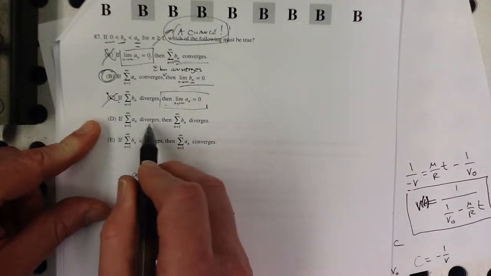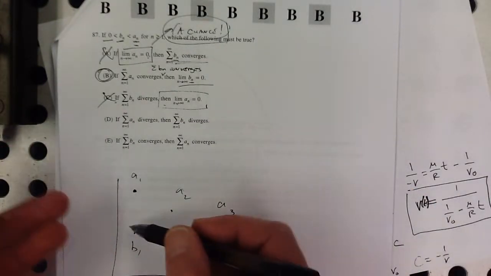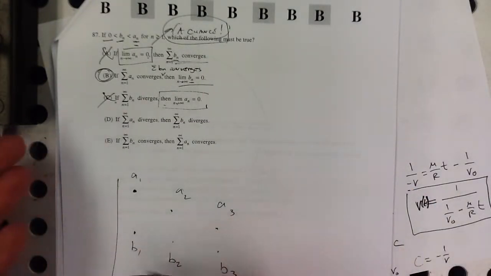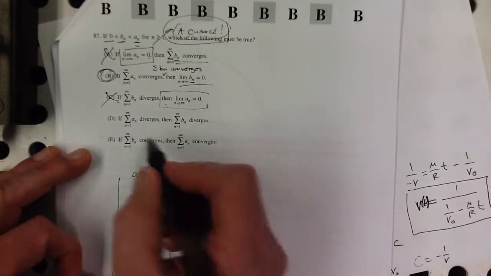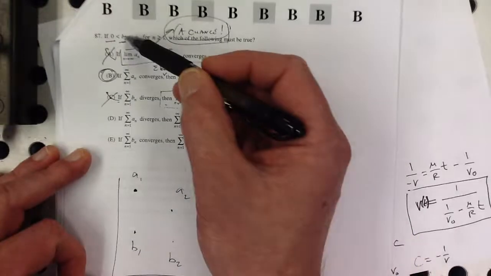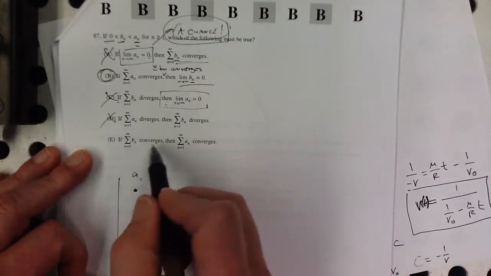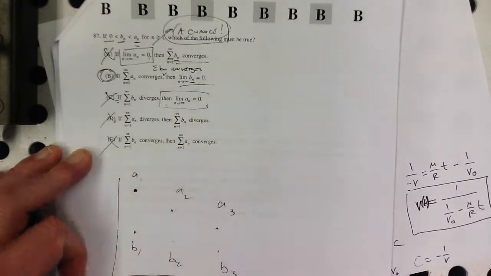If the A series diverges, then for B, I don't know anything about that. It just means the B's are under there somewhere, but could still be converging. We don't know how these are bound together, or if they are at all, except that the B's are underneath. So that's not true. If the B series converges, all I know is that A is up there somewhere, so that's no good. So the correct answer there is B.